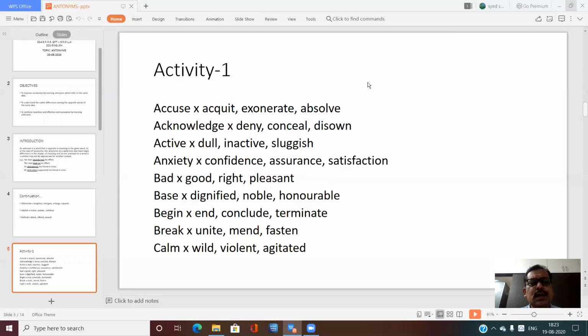Next, active. Opposite words: dull, inactive, sluggish, lazy. Sluggish means lazy. Next word, anxiety. Opposite words: confidence, assurance, satisfaction.